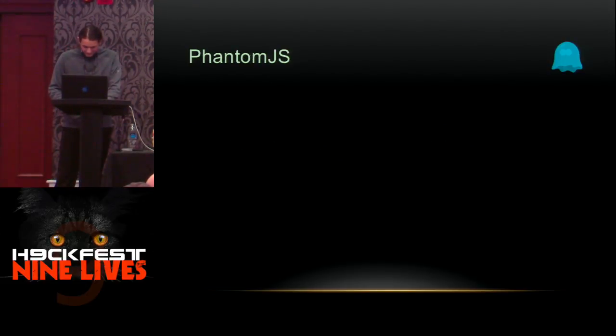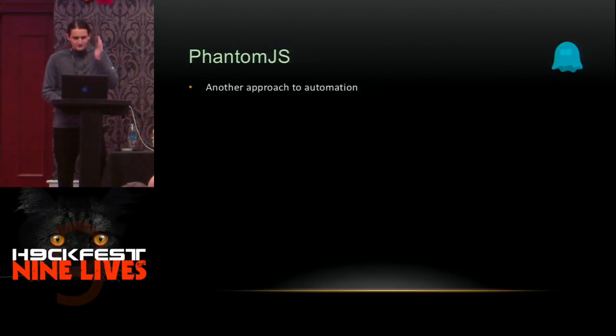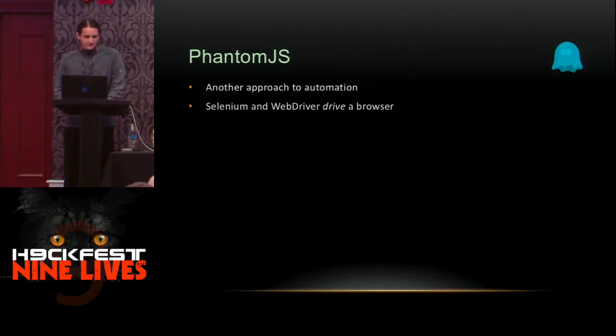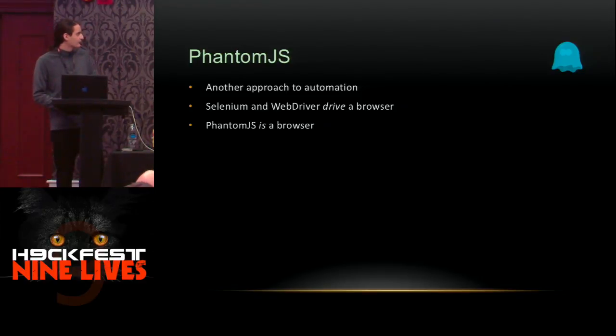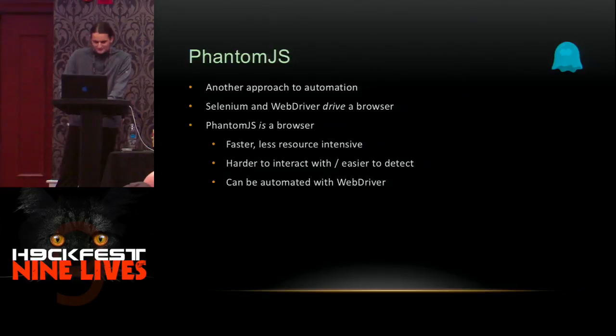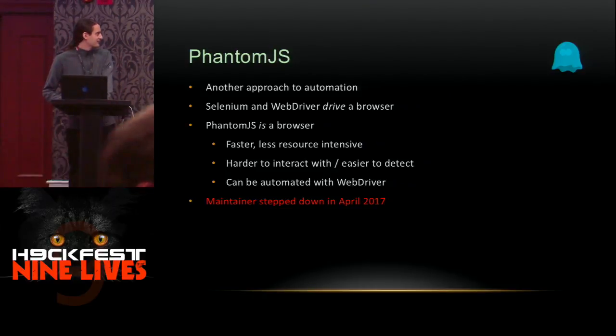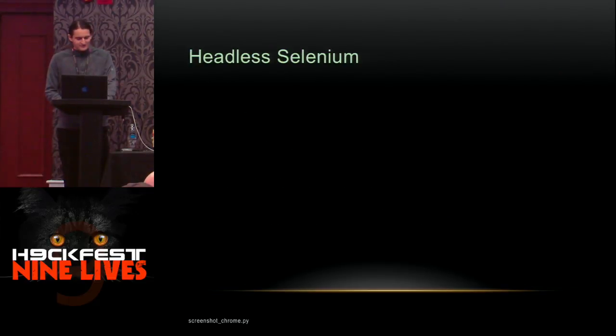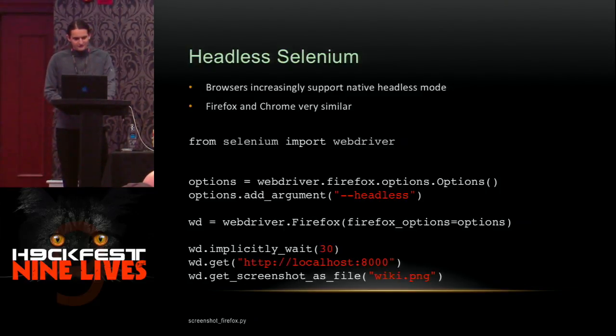So I'm not going to talk about frames. I just want to briefly mention PhantomJS because people always ask me about this in relation to browser automation. It's just another approach. The thing to know about PhantomJS is that Selenium and WebDriver together drive a browser, whereas PhantomJS is a browser. It's faster and less resource intensive. It has some advantages and disadvantages. The main disadvantage is the maintainer stepped down last April, citing headless Chrome as a likely replacement. So probably the way to go is to use WebDriver for your future tests.